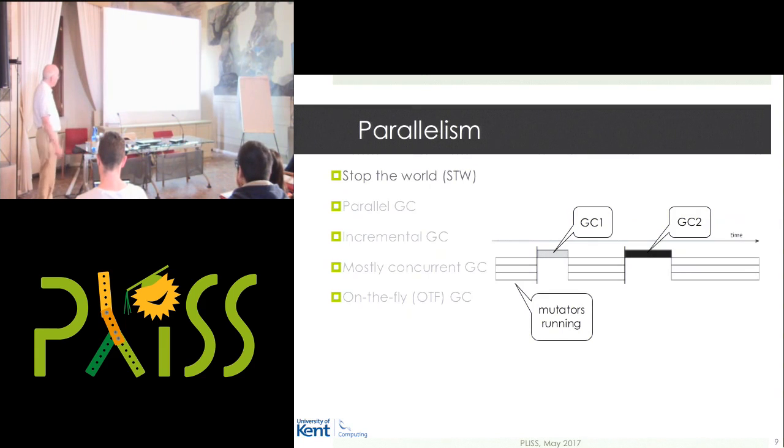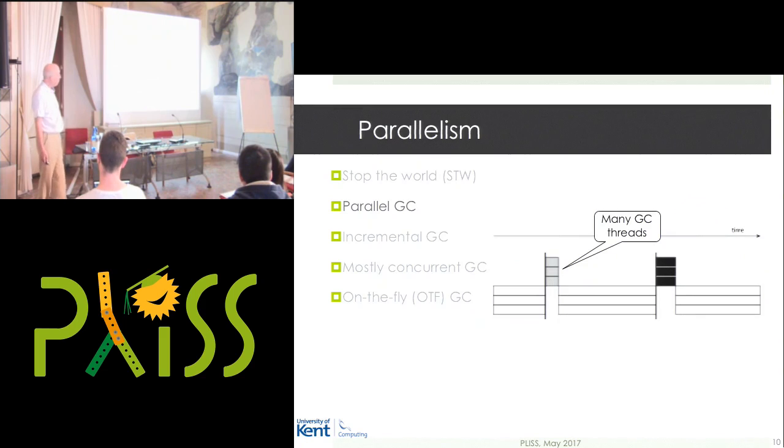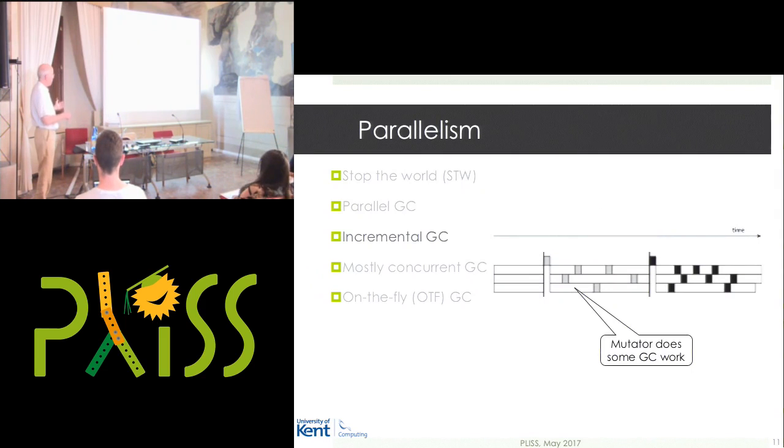So here we have stop the world: mutators run, everything stops, we do a garbage collection, start up again, we run again, fill the heap again, stop, and do another one. So that's obviously not very efficient, doesn't make good use of processor resources if you've got a multi-core processor. So we can make it parallel. Instead of having 1 GC thread, let's have lots of GC threads, and that should shorten the time it takes to do the collection. But it still stops the world, so you've still got these big pauses.